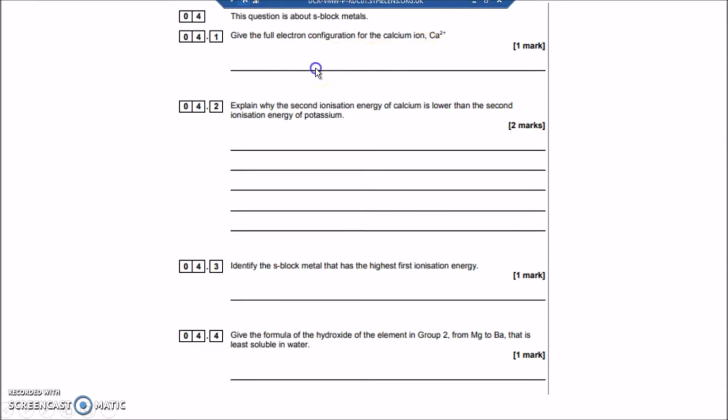It's lost its 4s electrons. So it's 1s2, 2s2, 2p6, 3s2, 3p6. 2 add 2 is 4, add 6 is 10, add 2 is 12, add 6 is 18. So it had 20 electrons when it was an atom, lost 2 electrons, and now has 18 electrons. It's lost its 4s electrons, so you can just leave that off if you want to.